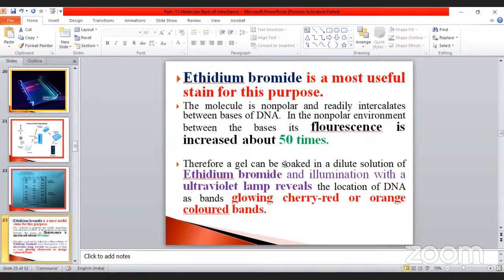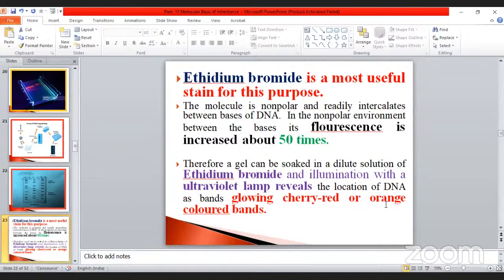Therefore, the gel can be soaked in a dilute solution of ethidium bromide, and illumination with an ultraviolet lamp reveals the location of the DNA as a band glowing cherry red or orange. Don't forget, my dear, this is very, very important. What will the ethidium bromide color look like? The color will change into glowing cherry red or orange. This has also been asked many times.